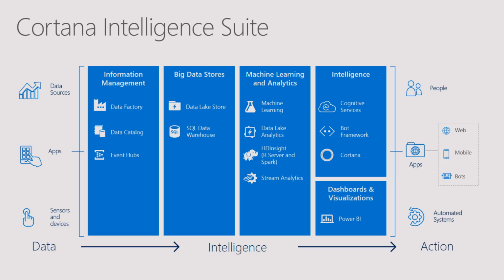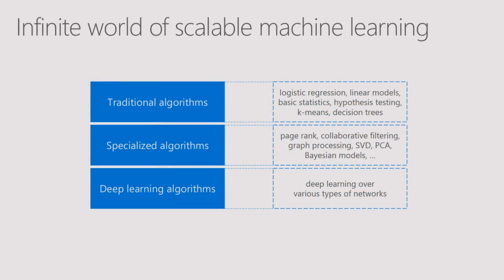This set of services are combined under the umbrella of Cortana Intelligence Suite. Within this Cortana Intelligence Suite, we will talk about one specific service, which is HD Insight, that provides capabilities of scalable machine learning. With the help of HD Insight, you can create clusters of multiple machines with R server and Spark running on them to solve your machine learning problems at scale. So that's the focus of this talk.